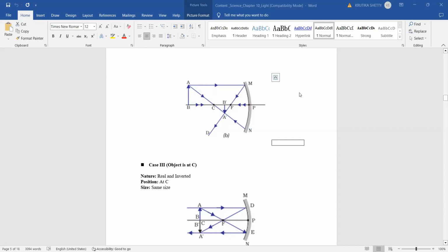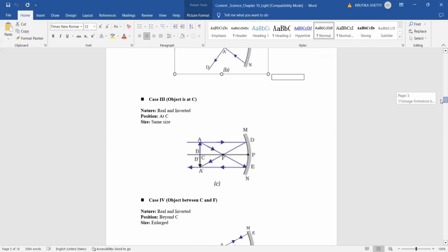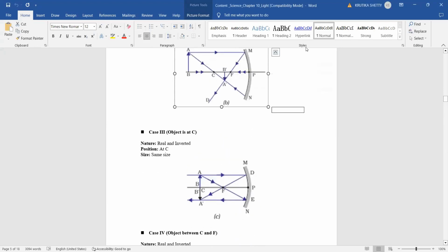Are you able to see this? Yes, ma'am. Okay, so here we have the third case. This is my third case here. That is case 3. Object is at C. So here you can see where the object is placed. Object is placed exactly at the C point.